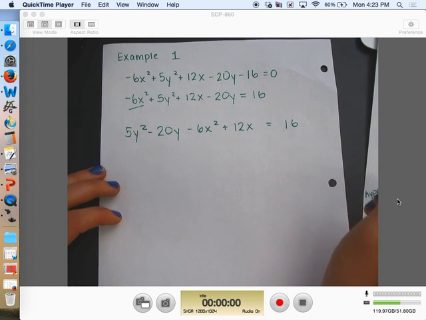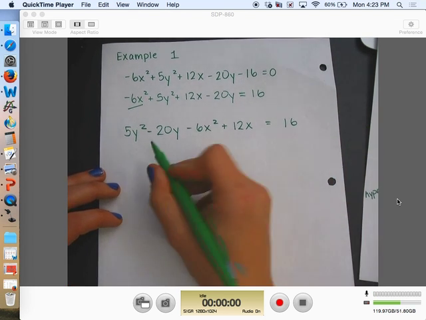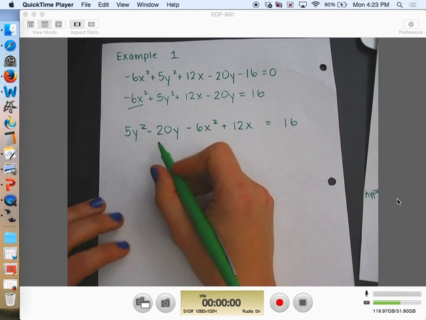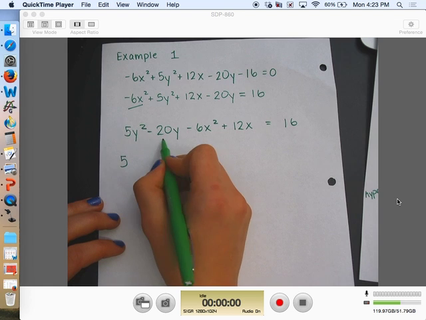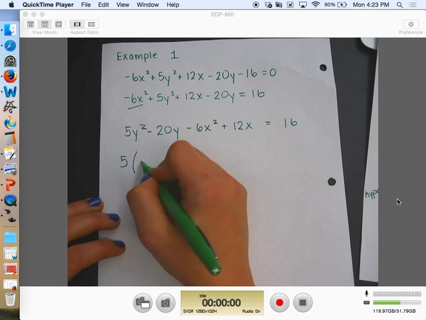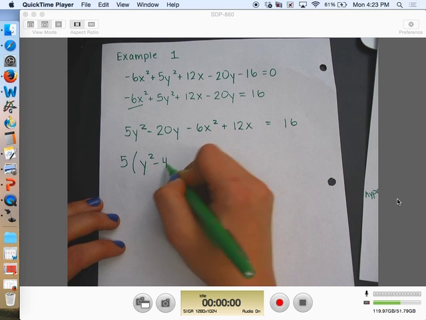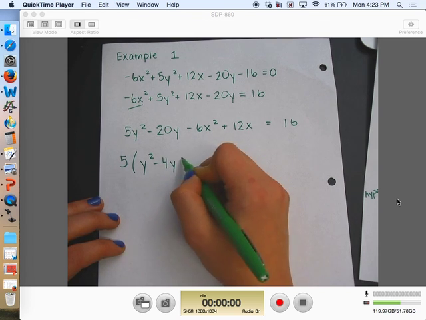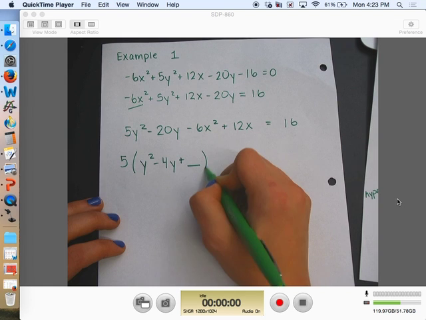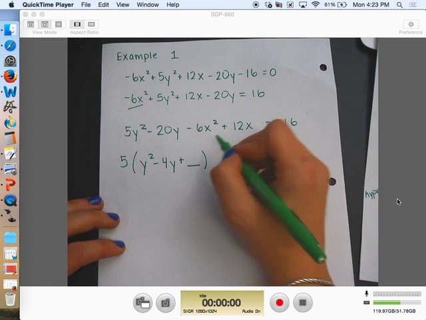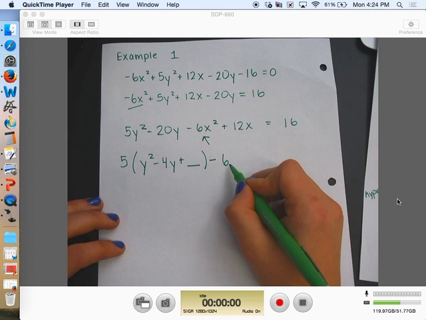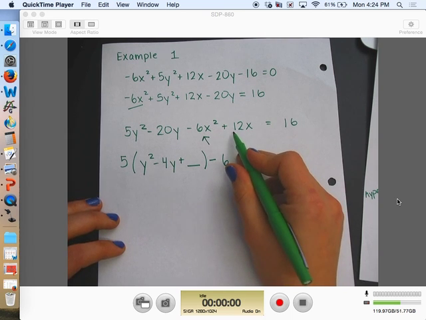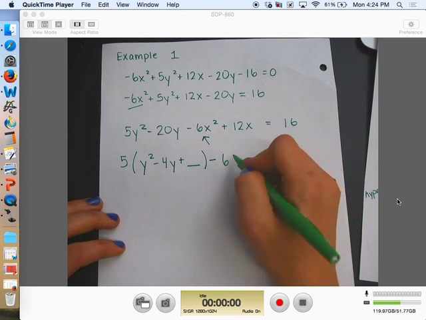Now, I'm going to factor out the common factor for the x's and for the y's. The largest number that divides into 5 and 20 is 5. So now I have 5 parentheses y squared minus 4y plus space. And now I am factoring out a negative 6. Remember that when I factor out a negative, it will change the sign of my second number.